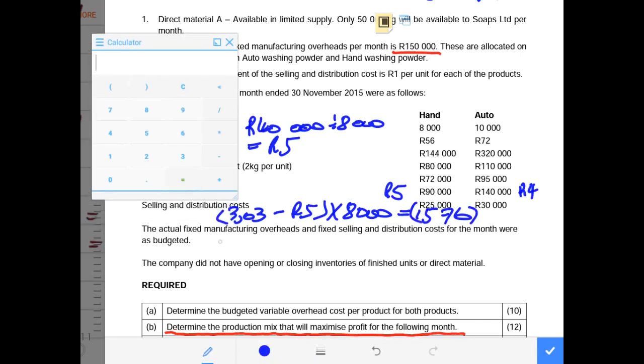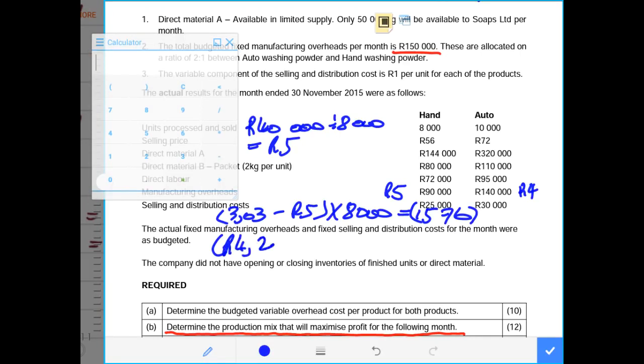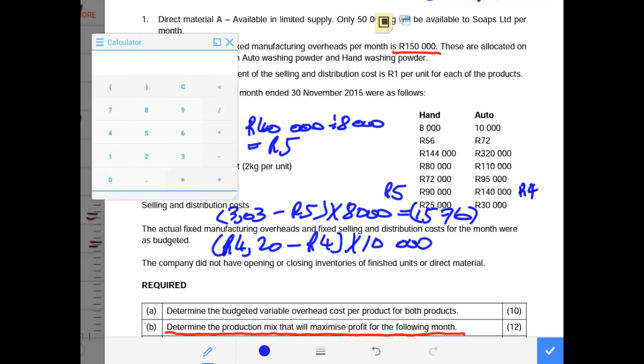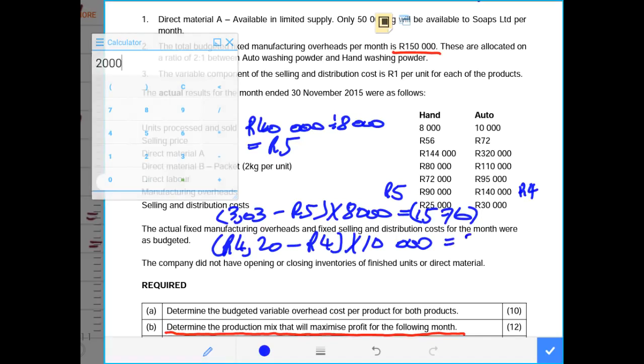For the second one, it would have been 4 rand 20 cents, which is standard cost, minus actual cost of 5 rand times by 10,000 units. This would have given 4 rand 20 cents minus, or 4 rand, not 5, times by 10,000. This would have given us the same 2,000. So there wouldn't be a difference. This is unfavorable. This is favorable.